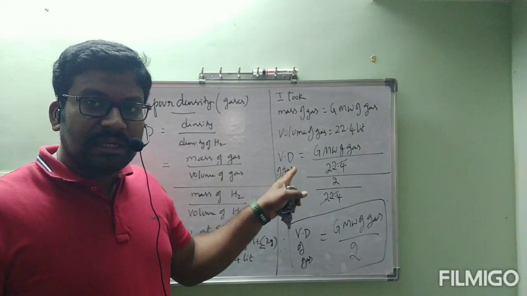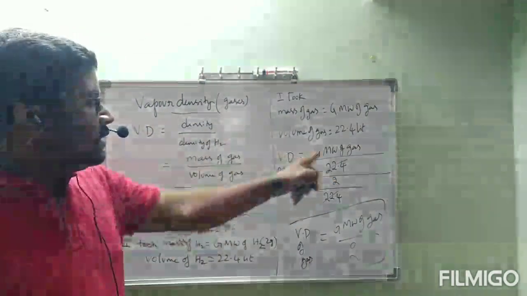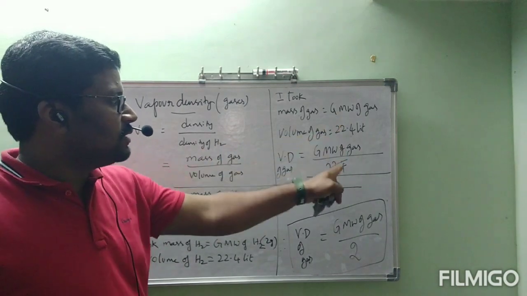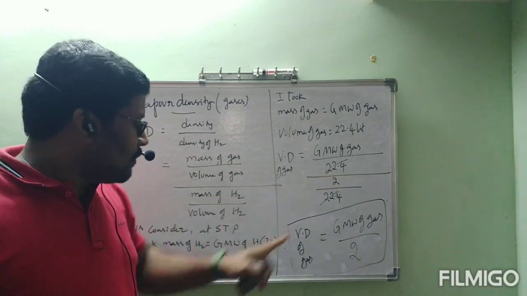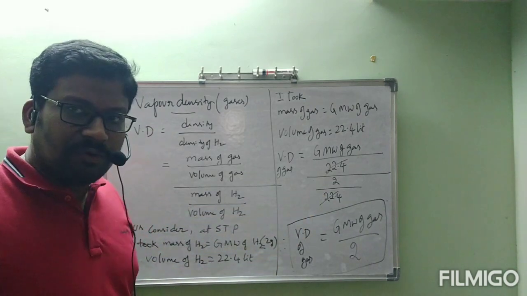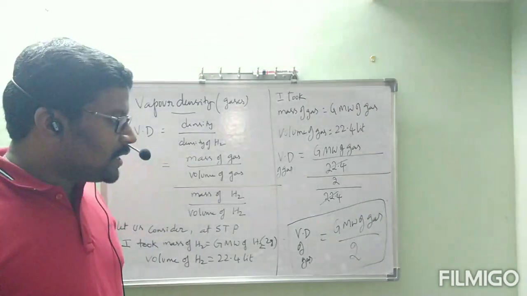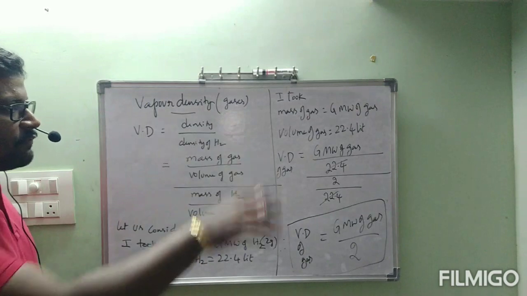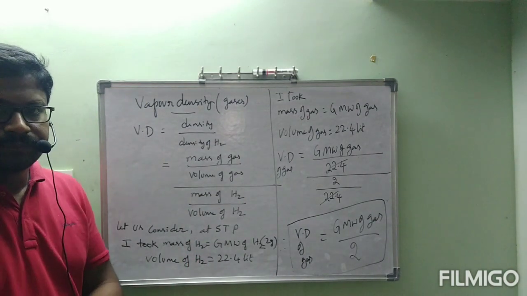Then in the vapor density formula I am going to substitute all these values. Instead of mass of gas I took gram molecular mass of gas divided by the volume of gas, 22.4, whole divided by the gram molecular weight of H2, 2 grams, divided by 22.4. We got the final formula. Vapor density of gas is equal to gram molecular weight of gas divided by 2. Okay. All of you once totally check that one.